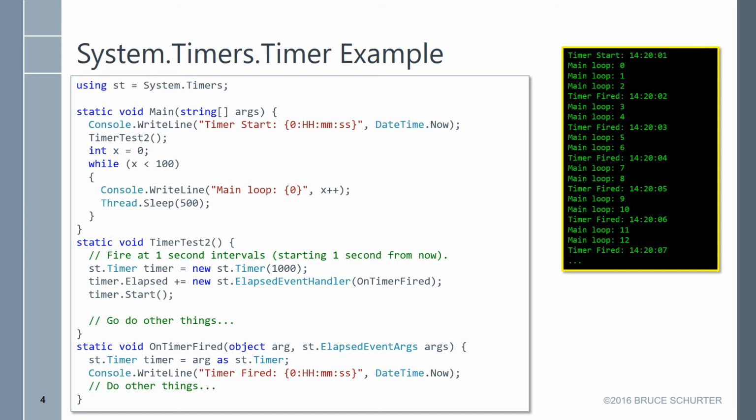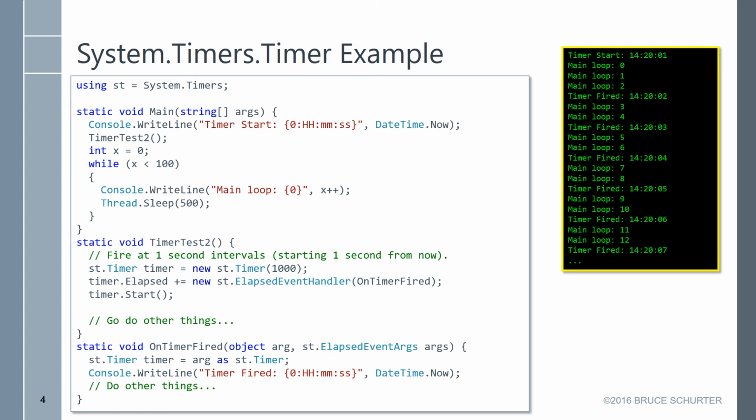To get our callback, this time we have to create an event handler. So we say timer.Elapsed event plus equals new st.ElapsedEventHandler OnTimerFired. And OnTimerFired happens to be the method below. Then, when we want the timer to start, we simply say timer.Start.